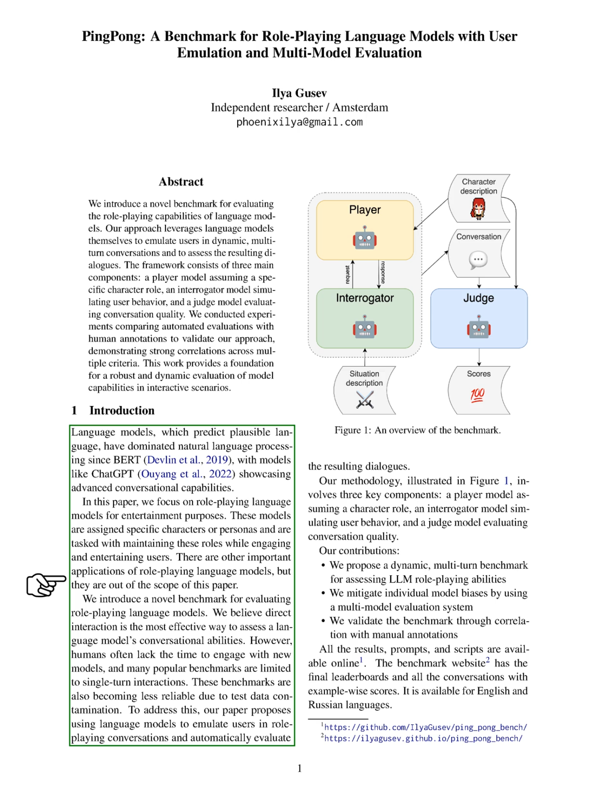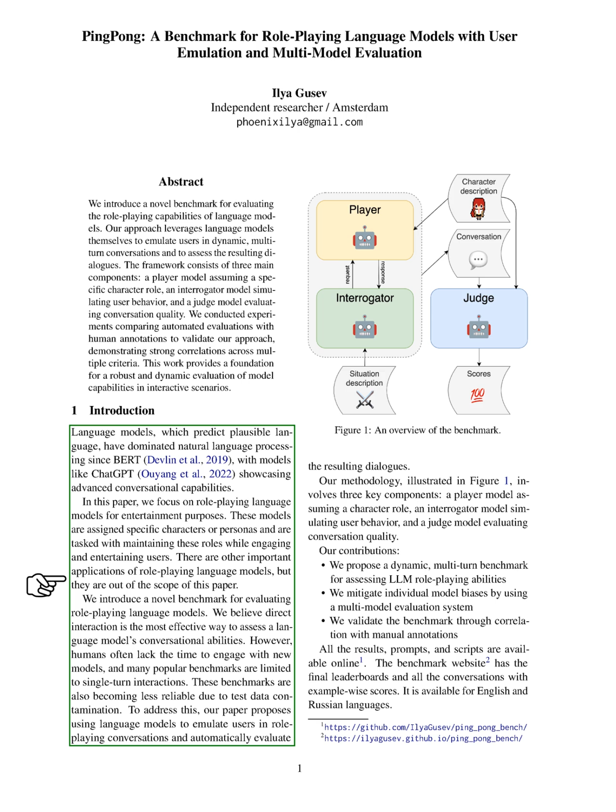To tackle these issues, we propose a method where language models simulate users in role-playing conversations, allowing us to automatically evaluate the dialogues produced. Our approach includes three main components: a player model that embodies a character, an interrogator model that mimics user behavior, and a judge model that assesses the quality of the conversation.